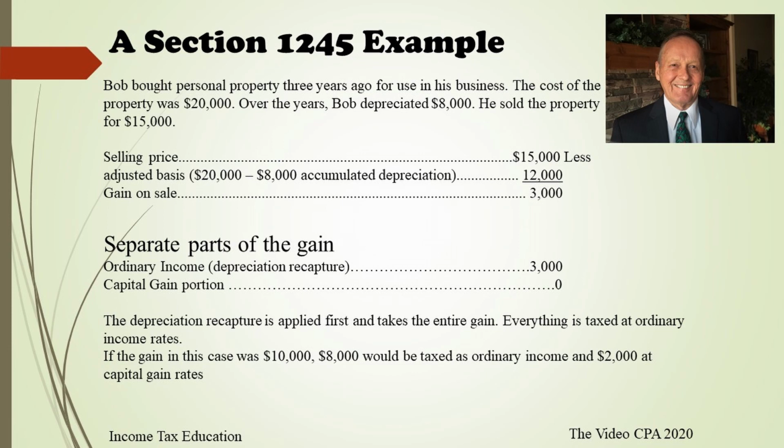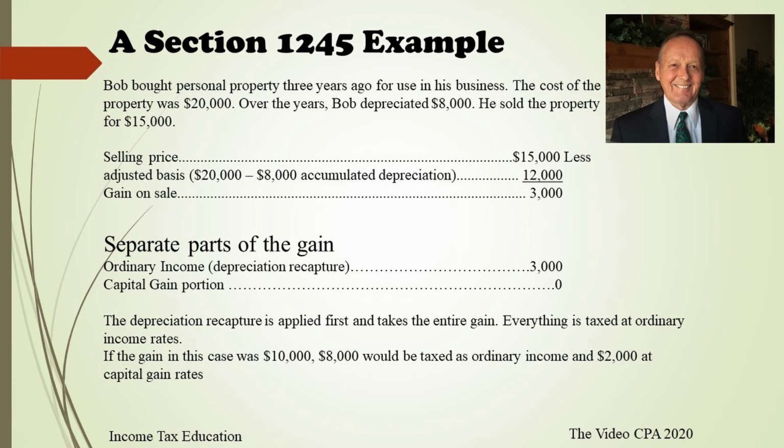So in calculating the gain, we take the sales price of $15,000, we take the cost of $20,000, and we minus the accumulated depreciation for an adjusted basis, in this case of $12,000. So in this particular example, the gain is only $3,000. Now, when you recapture depreciation, that's applied to the gain before anything else. And so in this case, we had to recapture $8,000 of depreciation. The gain is only $3,000, so that entire $3,000 is ordinary income.